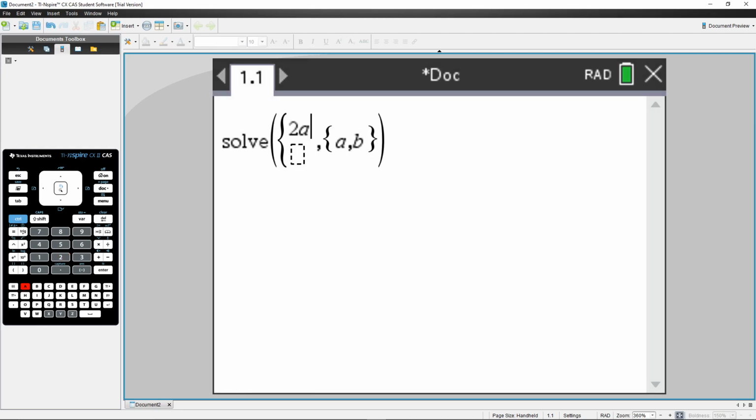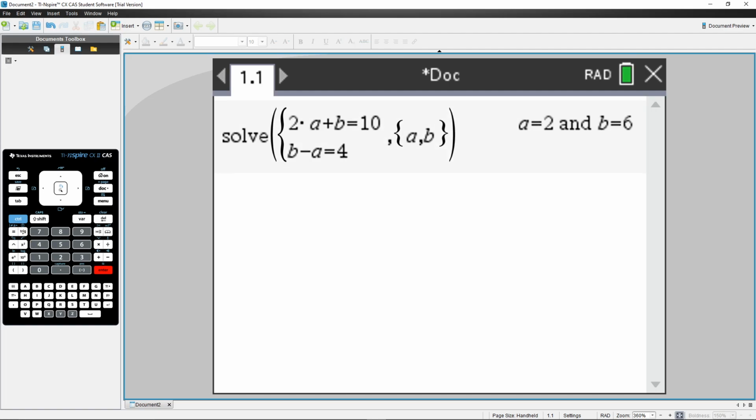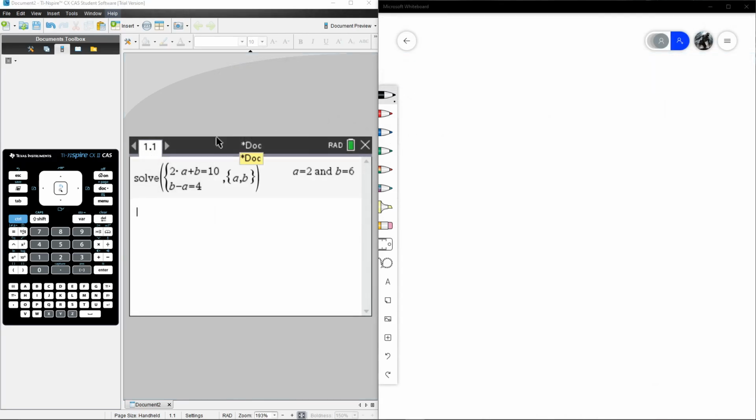And we'll just do a quick equation. 2a plus b equals 10, and b minus a equals 4. And if we just hit enter, we know a equals 2 and b equals 6. So 2 apples and 6 bananas, or however it fits into the context of your question.